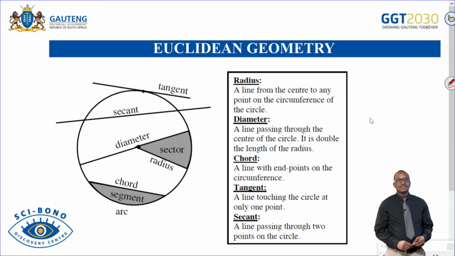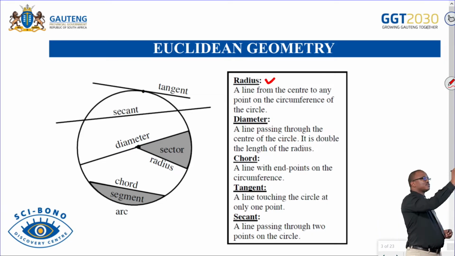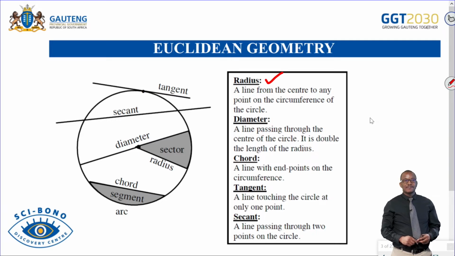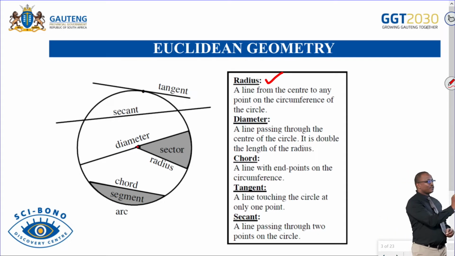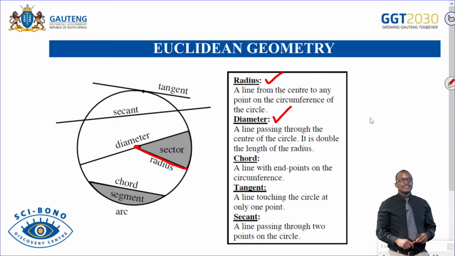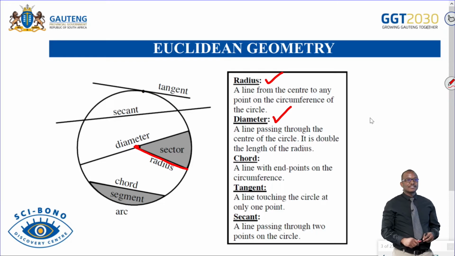Okay, let's look at our parts of a circle. So we know that in a circle we have to look for the radius, and the radius is a line from the center to any point on the circumference of a circle. So we have our center there, and the radius is just the part that moves from the center to any point of the circle. The second one, we have a diameter. A diameter is a line passing through the center of the circle. It is double the length of the radius.